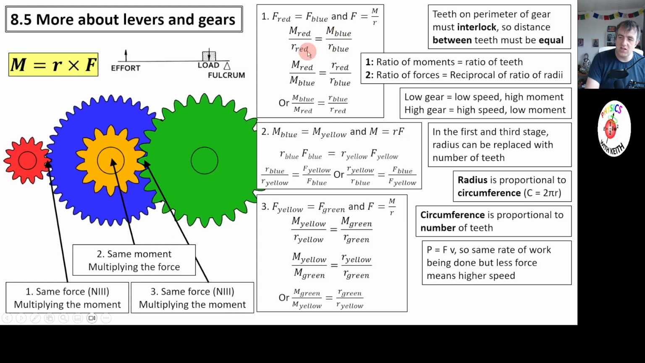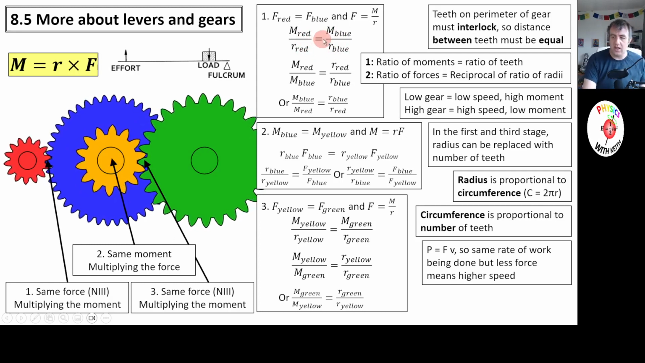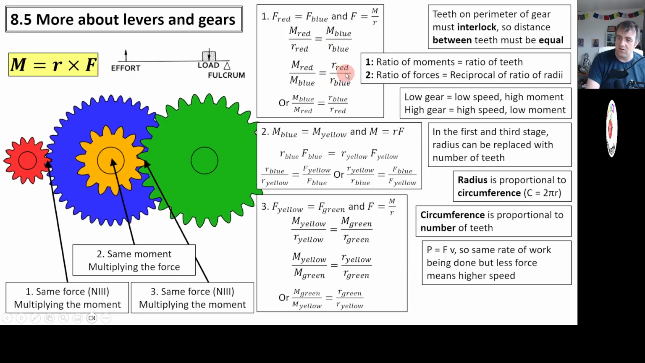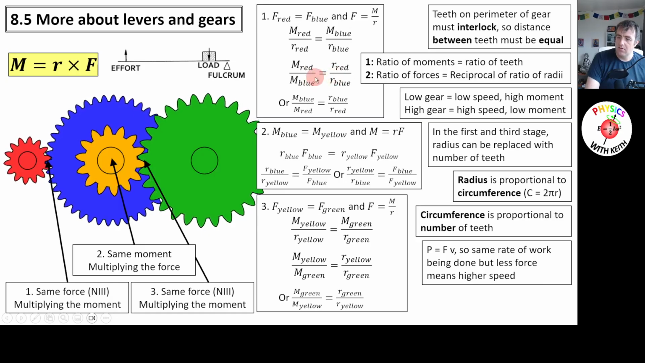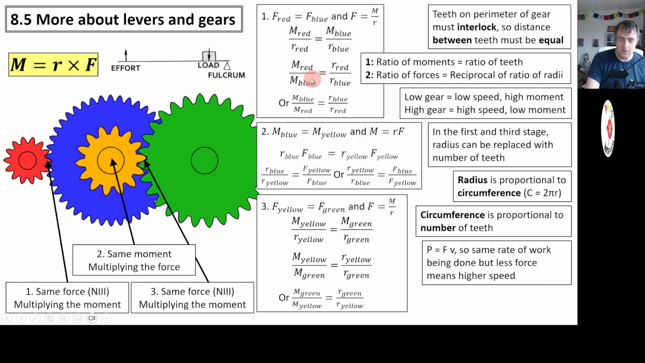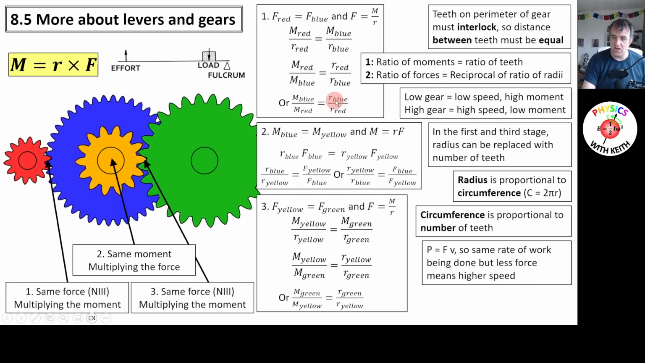Now I can rearrange this to make all the moments on one side of the equation and all the radii on the other side of the equation, just dividing through by the moment of the blue one and multiplying through by the radius of the red one. And then if I took the reciprocal of this whole equation, I'd get this one here.